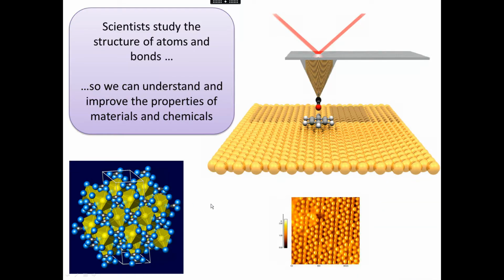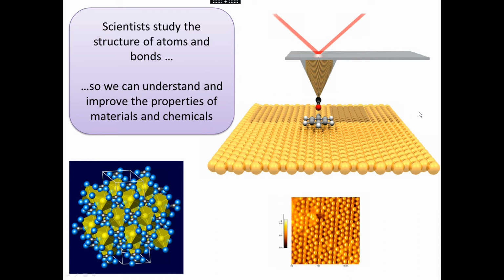Right, why do we study structure and bonding? Scientists study the structure of atoms and bonds so we can understand and improve the properties of materials and chemicals. Now, you have already studied a fair amount of this as part of the trilogy course. You have looked at ionic bonding and structure, and covalent bonding and metallic bonding, and also how the structures lead to those chemicals having certain properties.